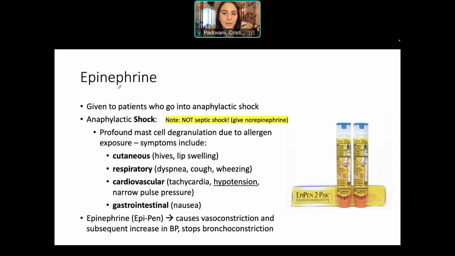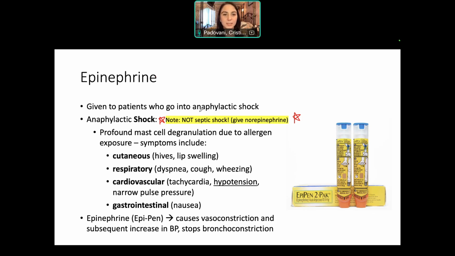So I just mentioned that to remind you, it's really for an allergen. It's an allergen, a massive histamine response, which causes anaphylactic shock. And I do put this note here, this is not septic shock. Septic shock, you don't give epinephrine. You can, but it's not preferred. The number one thing you give for septic shock, so this is when you're on your ICU rotation, you're in the ICU, you give norepinephrine for septic shock.